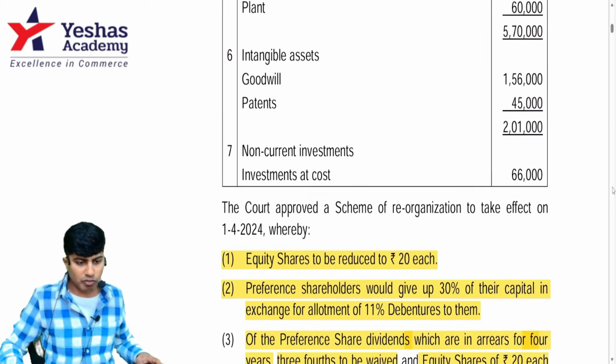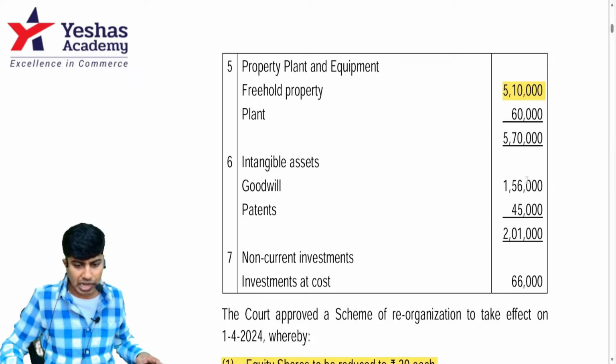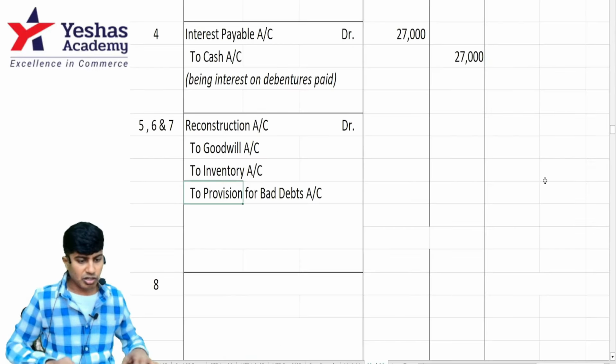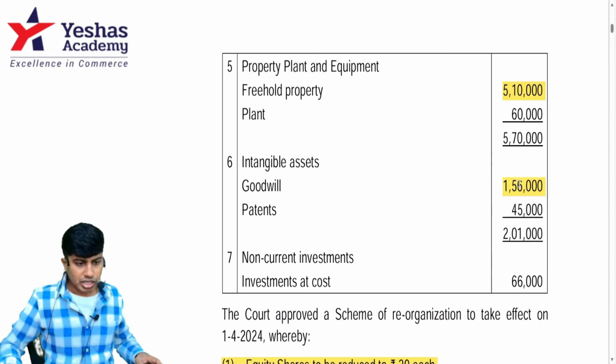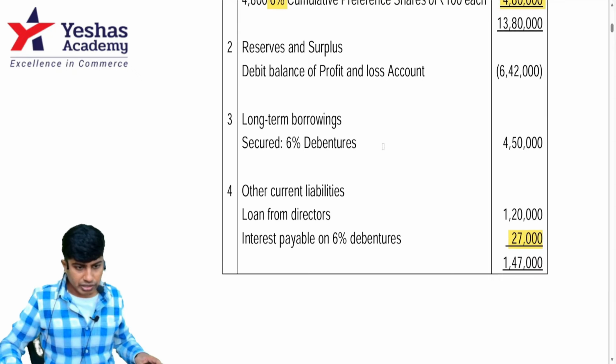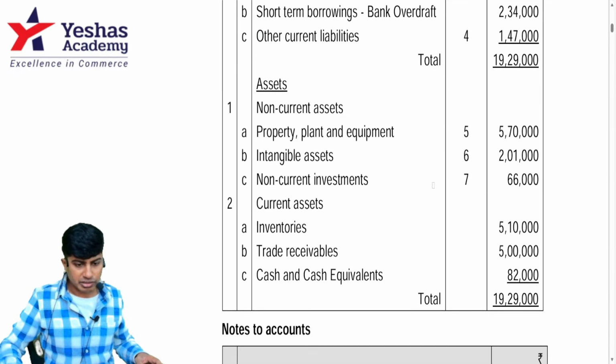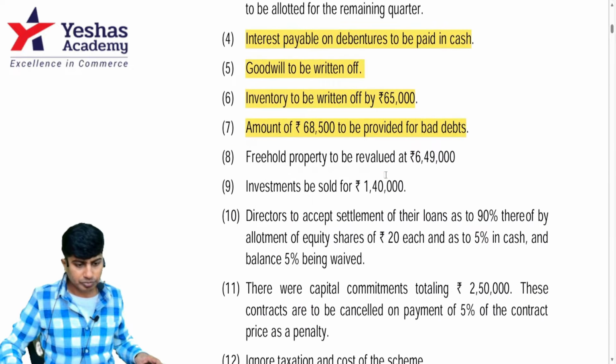How much should we write off goodwill? Check the balance sheet. Goodwill is 1 lakh 56. We will write off 1 lakh 56. I will credit 1 lakh 56. Inventory. How much is inventory? 5 lakh 10. It is written down to what value?